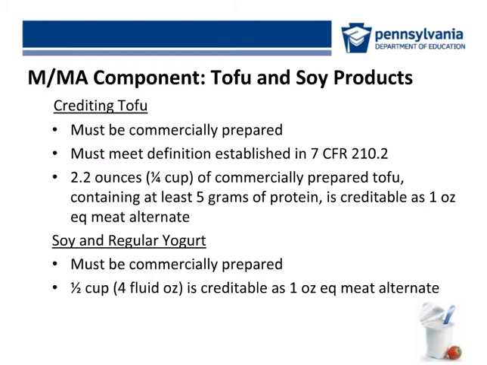Remember that food items should be easily recognizable as part of a food group that contributes to a healthy meal. So using tofu in a way that is not recognizable, for example, blended in a soup, does not credit as a meat alternate unless another recognizable meat or meat alternate is also present in the item. So for example, if the blended soup with tofu contained diced chicken pieces, then both the tofu and chicken would credit toward the meat alternate component.